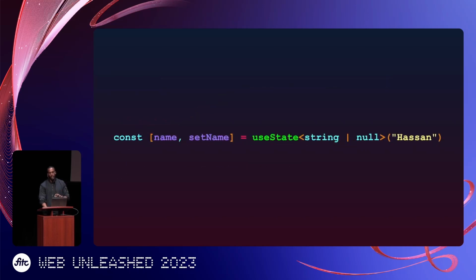However, there's going to be cases where we want to be explicit. For example, if we were defining an initial state property as Hassan, which is a string, maybe elsewhere in our components we want to change it to null. TypeScript can't infer that for us, so we're explicit here and we say, hey, it's either going to be a string or it's going to be null, one or the other.